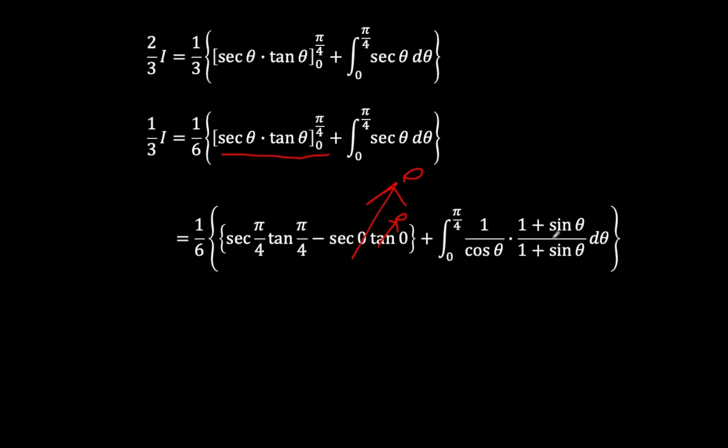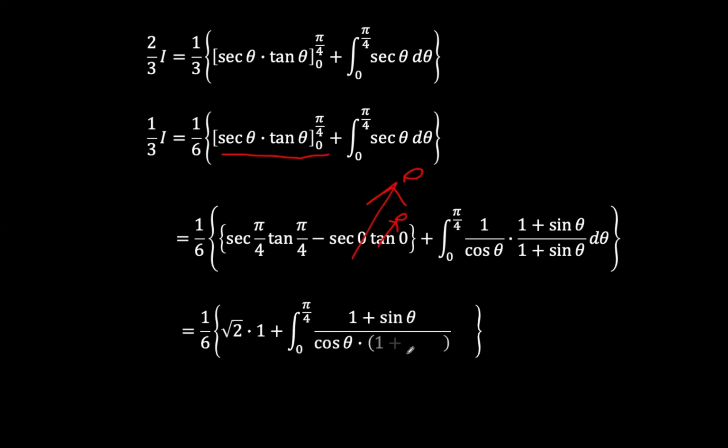Now, this integral, I can solve it easily if I apply this constant here that is 1, but we express as 1 plus sine theta over 1 plus sine theta, right? So that means that we have 1 plus sine theta over cosine theta times 1 plus sine theta. This 1 here can be expressed in form of the identity cosine square theta plus sine square theta. Okay. This one here is the same as 1.